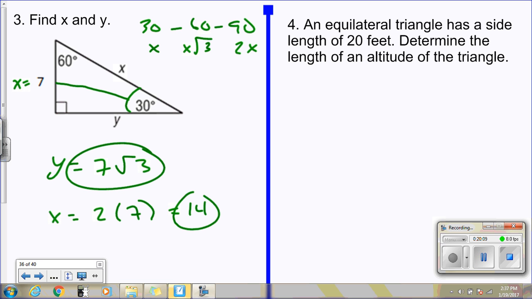All right, and I will leave number 4 for you to do on your own. But essentially, you're going to draw an equilateral triangle like we started this part of the lesson with, and split it. And you're going to be finding the length of that line. Okay, so finish number 4 on your own. Make sure you take a picture. And this concludes your notes for today.